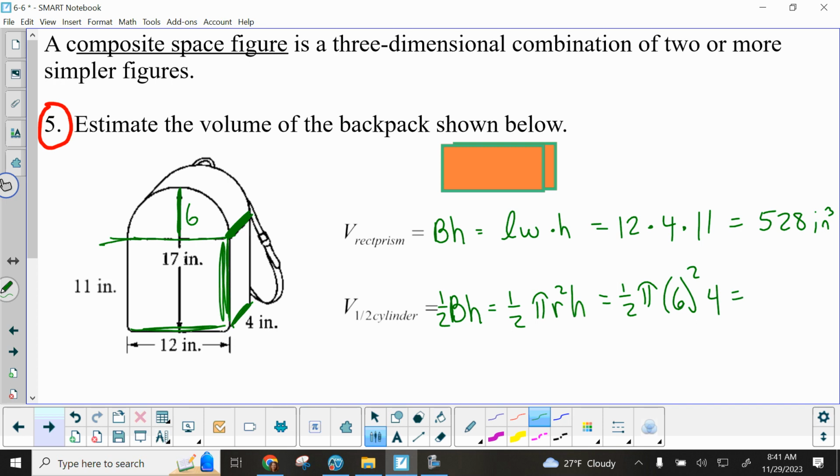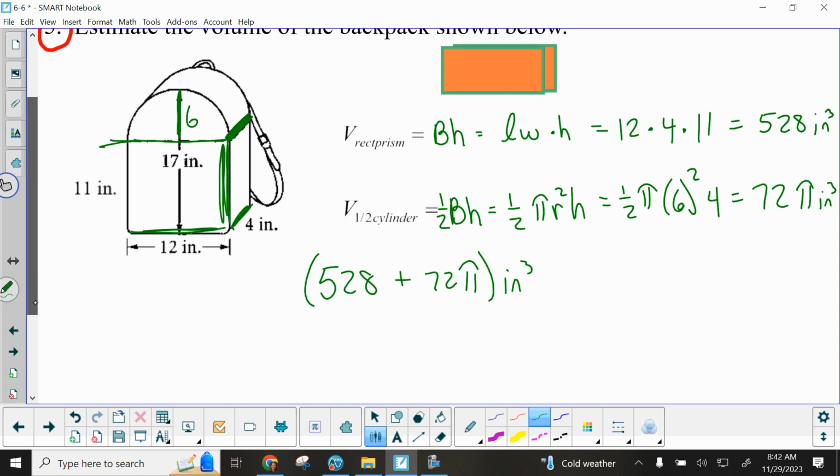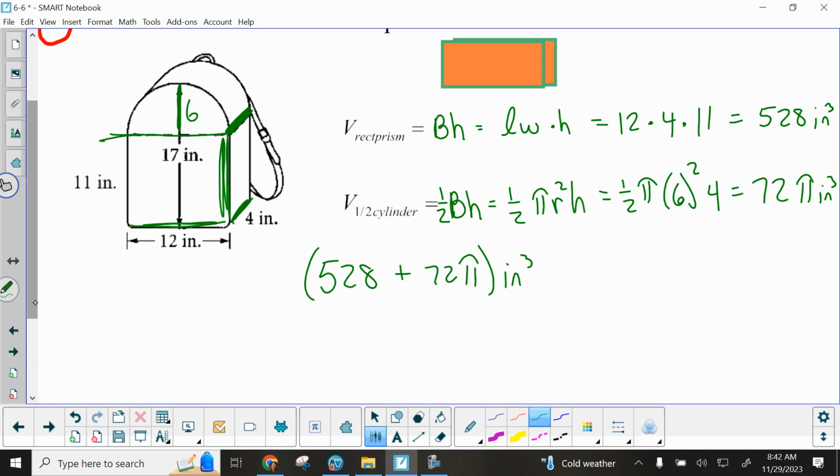Now it does say to estimate. So I'm first going to write the exact, and then we'll round. All right, so we have, let's see, I'm going to do 36 times 4 times the half. So I get 72, and then I still have the pi, and that's inches cubed. So if the question wanted the exact volume, I would have to keep everything separate because they are different kinds of terms: 528, and then I have the 72 pi.